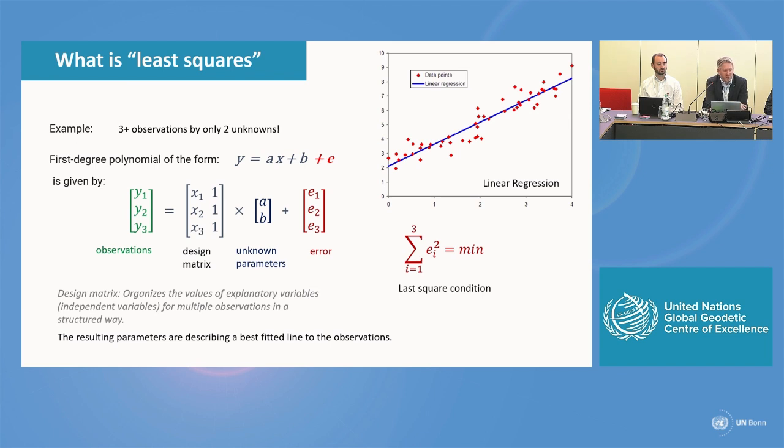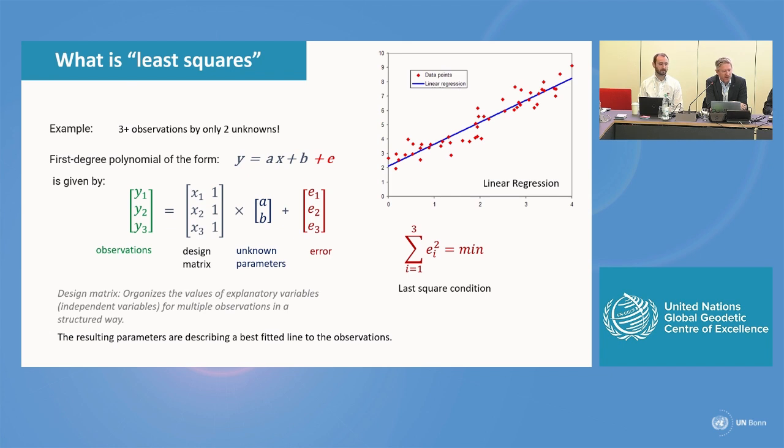So here's a little example where we have more than three observations and two unknowns, and it's a linear regression example. In this case, you can see all those red dots, and from those red dots, you're trying to define what that line would be. So you have two unknown parameters, which are A and B.